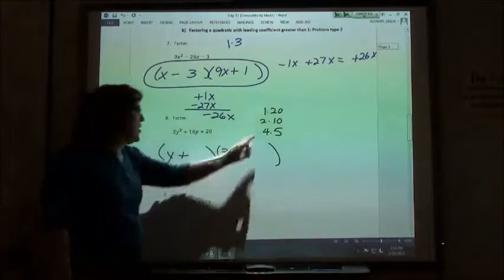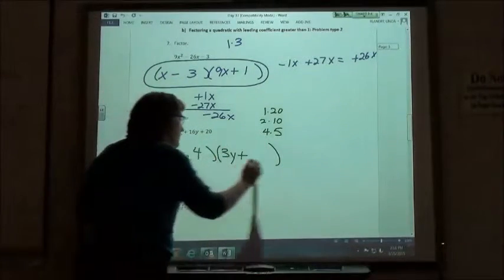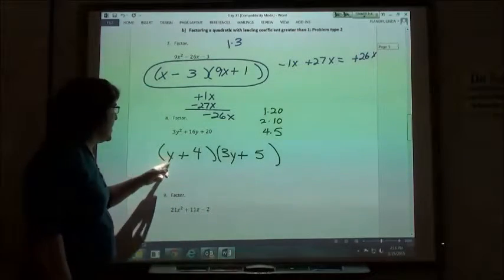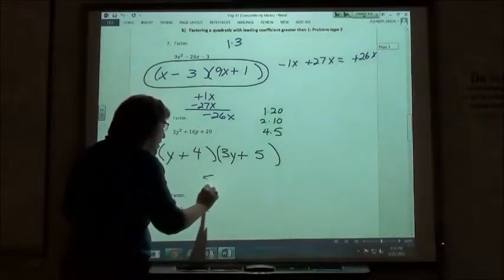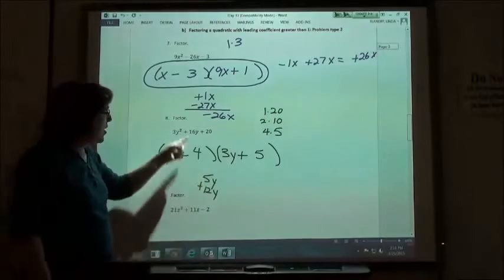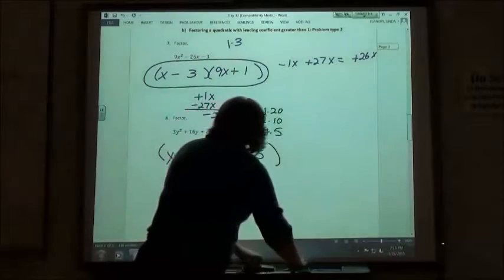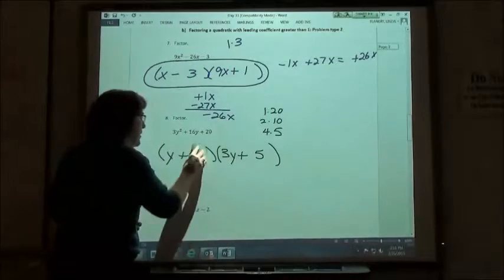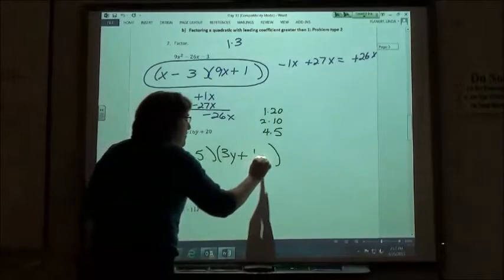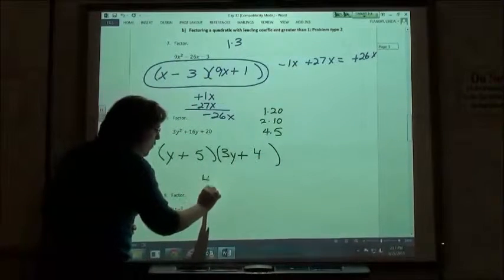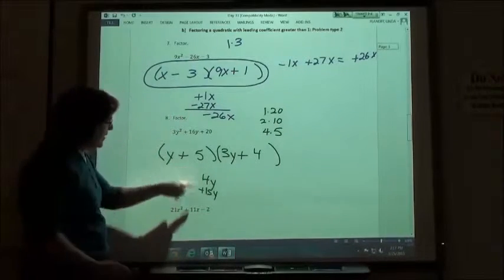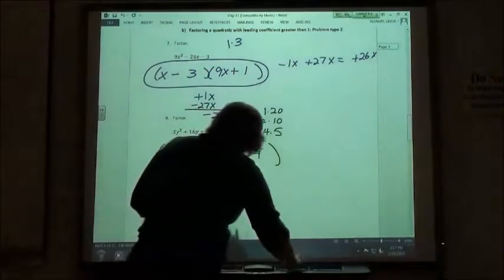So, I'm going to start with my 4 and my 5, and then I'm going to check. So here I'm going to say, okay, I'm going to get 5y plus 12y. 5 plus 12 is 17. Not going to be the right way. If I would switch them around, 5 and 4, I'm going to get 4y plus 15y. Well, that's 19. That's still not the right thing.